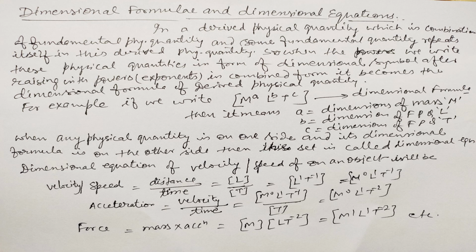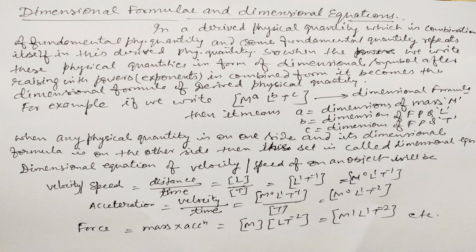And again, for the derived physical quantity force, we know that force is equal to mass into acceleration. So mass is M, in bracket, and the acceleration is L1 T minus 2, so it becomes M1 L1 T minus 2. So this is the dimensional equation of force. Here the dimension of mass is 1, the dimension of L is 1, and the dimension of T is minus 2.